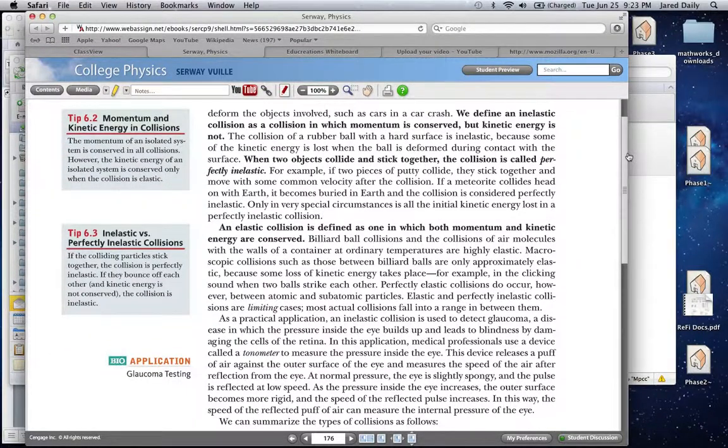And in a perfectly inelastic collision, you're of course not going to conserve kinetic energy, because some of your kinetic energy is going to have to go into the deformation of the putty or the parts of the two objects as they try to stick together. So we're going to lose some kinetic energy from the collision in a perfectly inelastic collision.